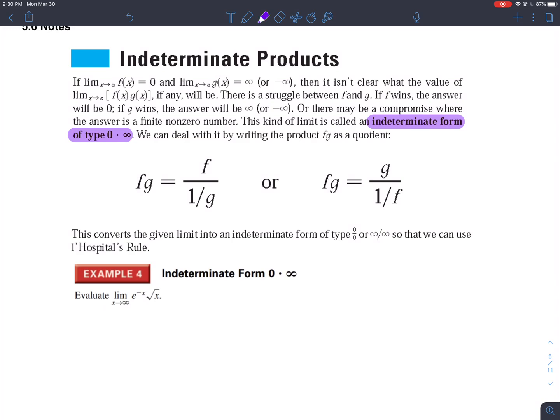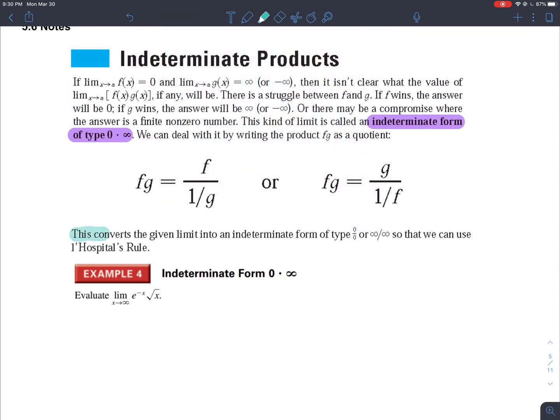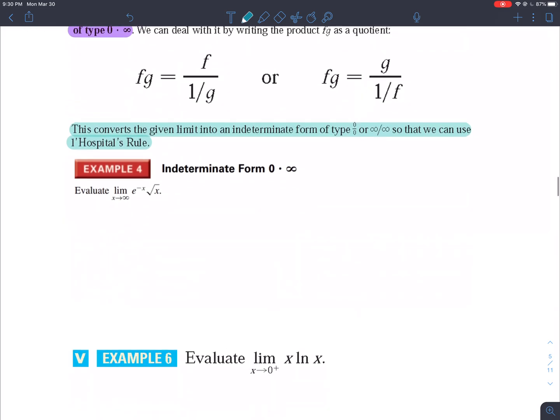The reason why this is a helpful strategy is because it then allows us to convert it to a quotient, which gives us the 0 over 0 or infinity over infinity form that then lets us apply L'Hopital's rule. Again, L'Hopital's rule is what we discussed in the notes for 5.6.1. So it's a pretty simple strategy for dealing with this. Let's roll into the example and see how it works.